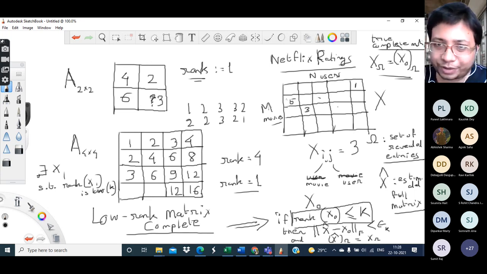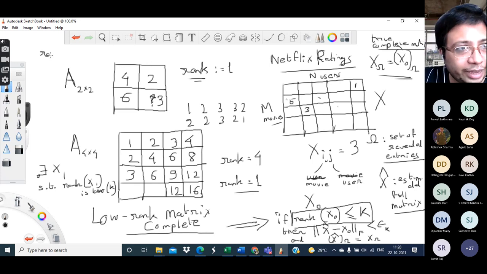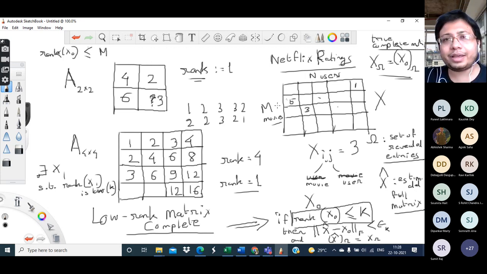M is not very small. Even though it is smaller than N, it's still quite large. But the rank of this matrix X naught, that is to say rank of X naught, obviously has to be less than or equal to M. Since N is greater than M, the rank of X naught can never be more than M. It can be at most M.